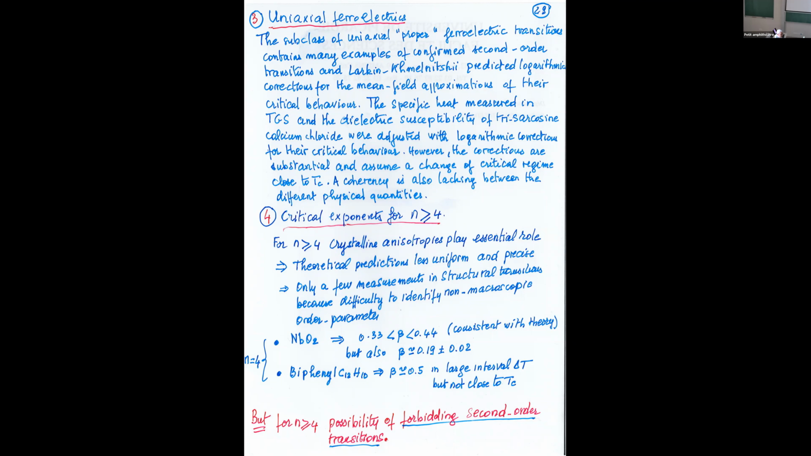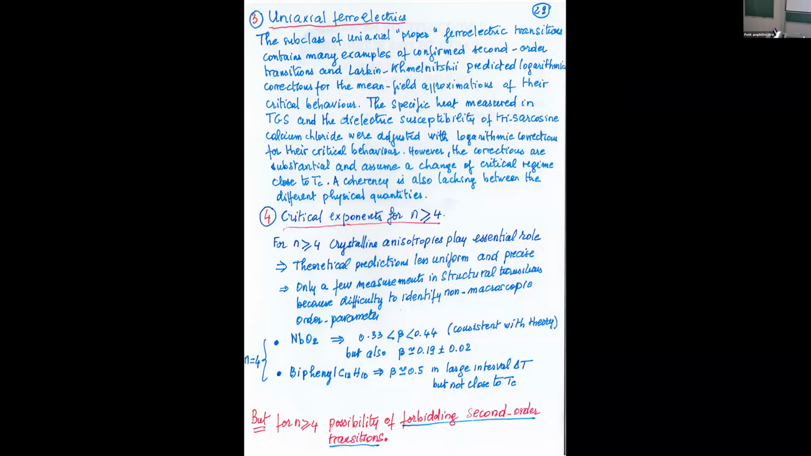Now, for n larger than 4, there is some consensus that the crystalline anisotropy plays an essential role, and so the theoretical predictions are not unique, let's say uniform, but we did not have that here.